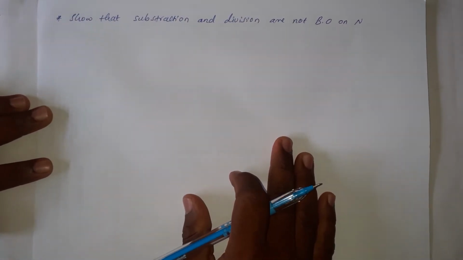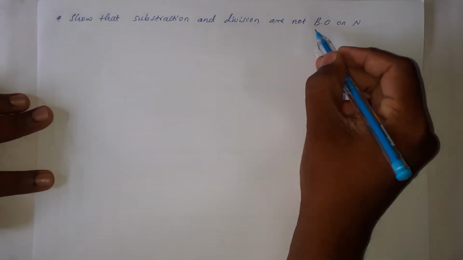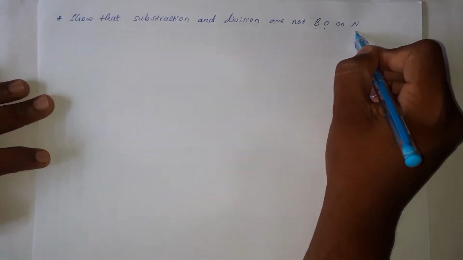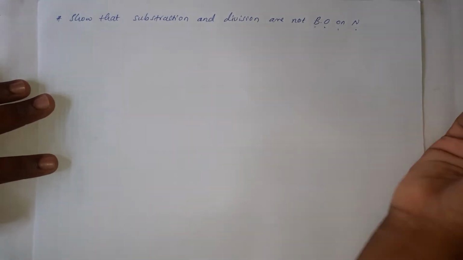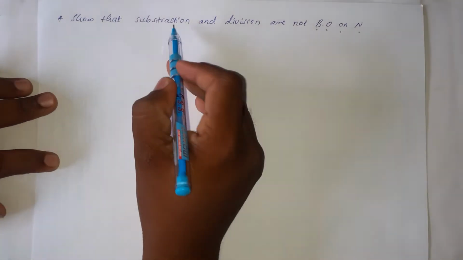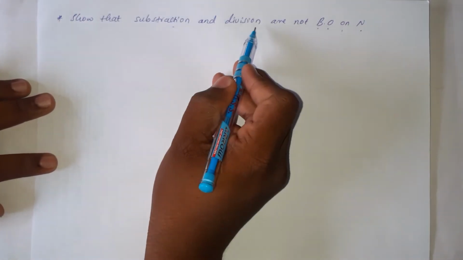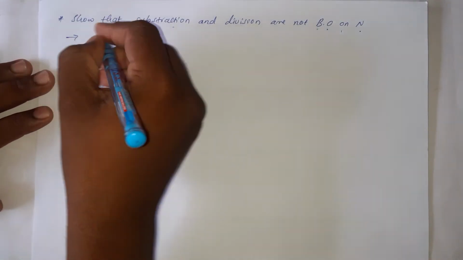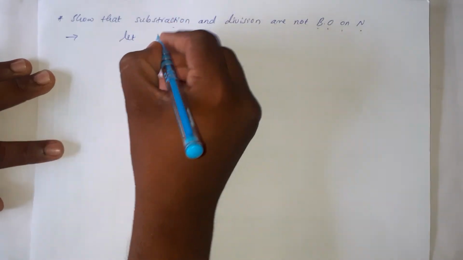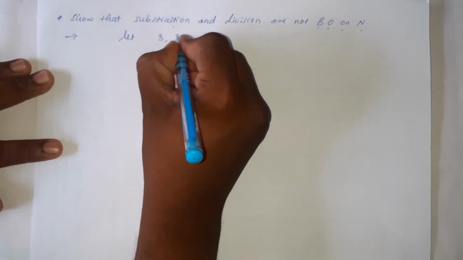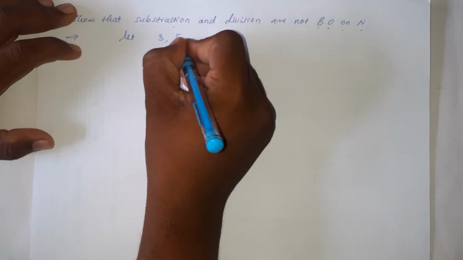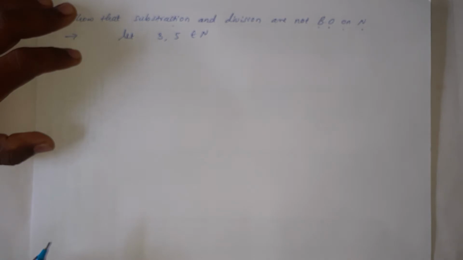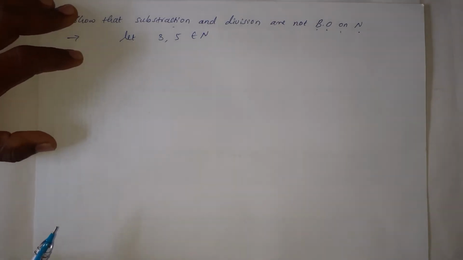Show that subtraction and division are not binary operations on N. So, here capital N is the set of natural numbers. Here we need to prove these two operations, subtraction and division, are not binary operations. So, to prove this one, let us consider the two natural numbers 3 and 5. Here 3 and 5 are two natural numbers.